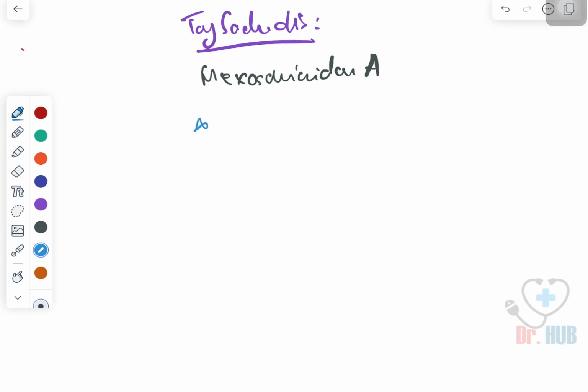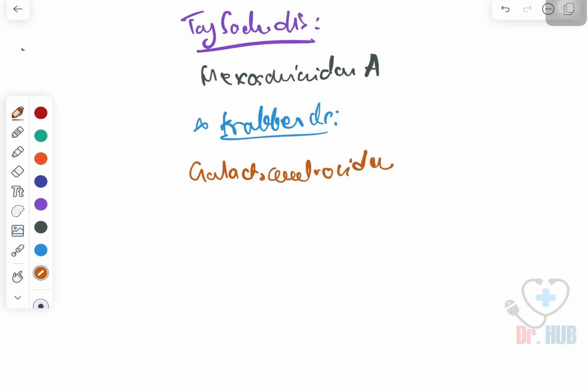Then we look at Krabbe disease. In Krabbe disease, the enzyme defect is galactocerebrosidase, that is, galactosylceramidase.